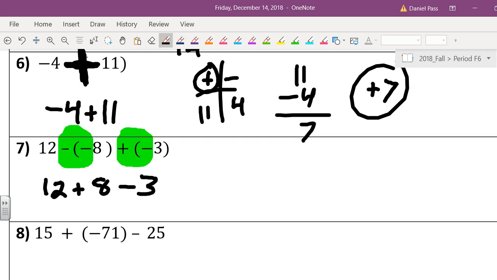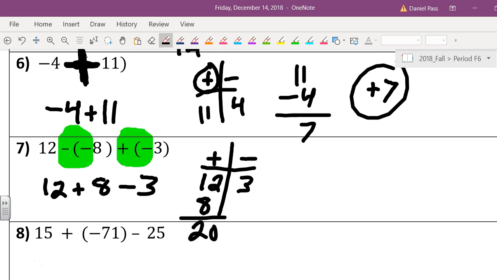Good. Okay, now you're gonna make your good guy, bad guy table. Then you're gonna put your 12 under good guys, 8 under good guys, and 3 under bad guys. And then good guys, 20 to 3. So good guys won, and now you're gonna subtract 20 minus 3, and then you get positive 17.